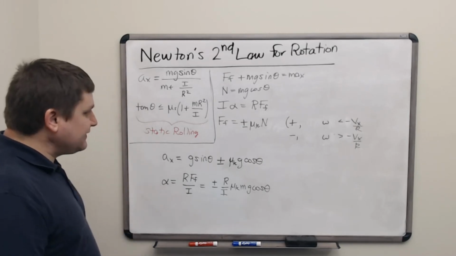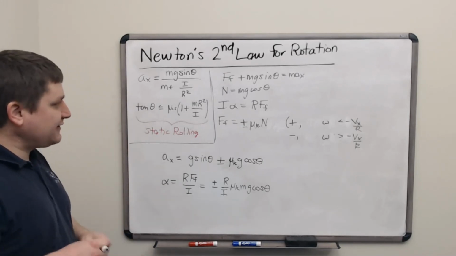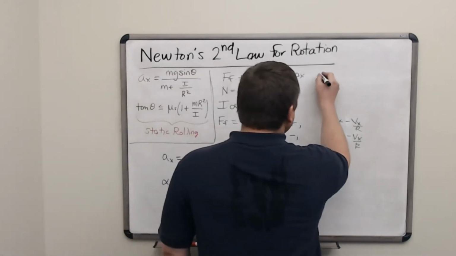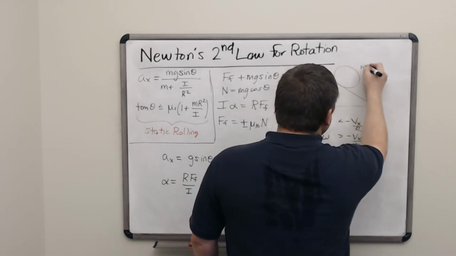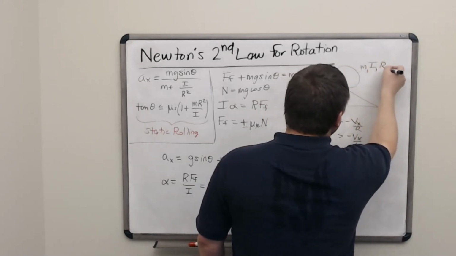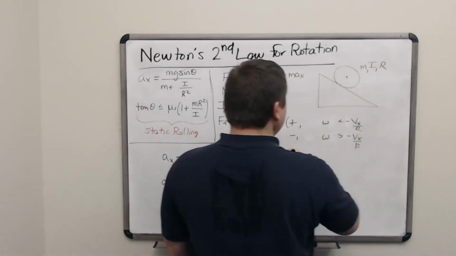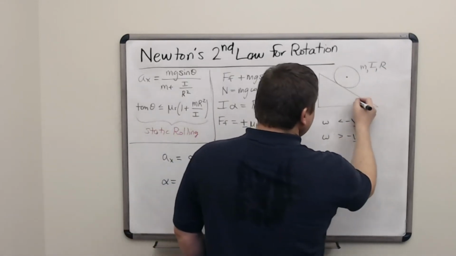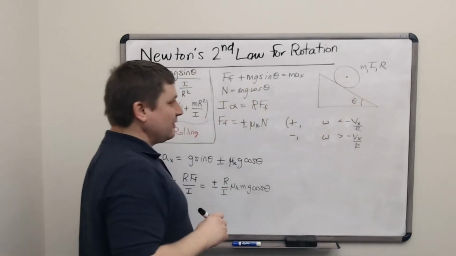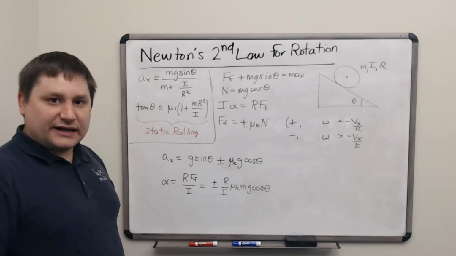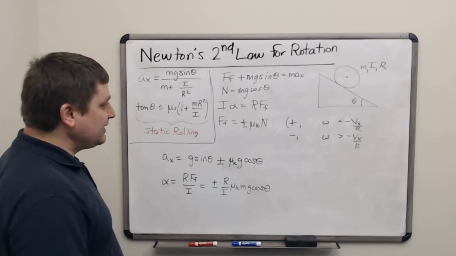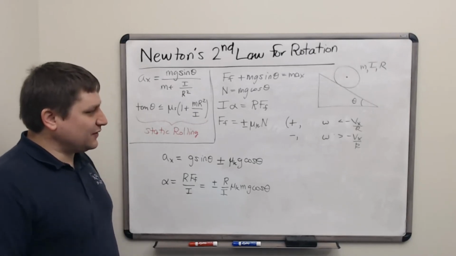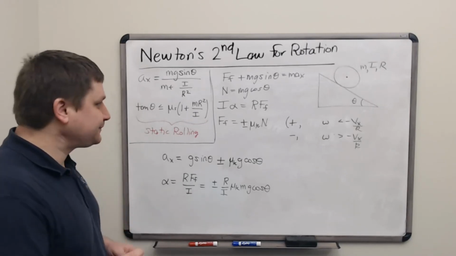Okay, so that's the basic solution here for that scenario. Remember, the scenario we were doing is an object of mass m, moment of inertia I, radius r. Not specified what any values are. It's set on an inclined plane of angle theta with any instantaneous initial value of angular velocity and any instantaneous initial value of linear velocity.